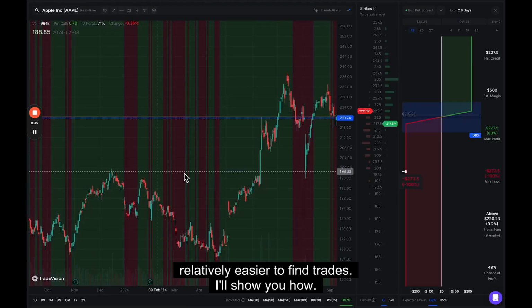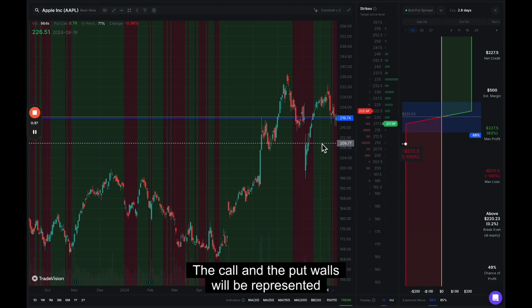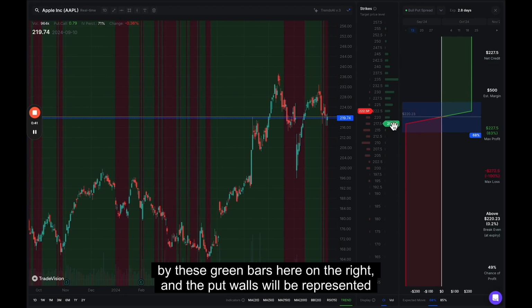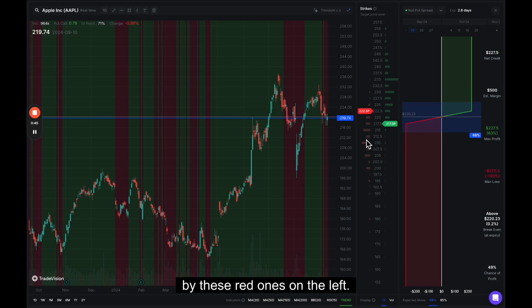I'll show you how. So the call walls will be represented by these green bars here on the right, and the put walls will be represented by these red ones on the left. These are your call options, these are your put options right here.